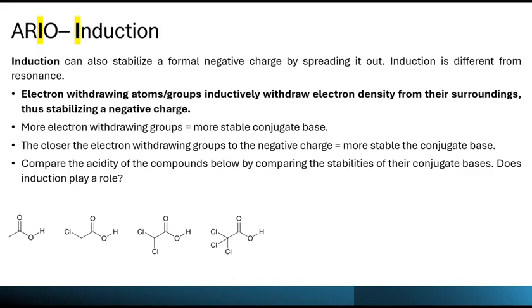So this one here is going to be our strongest acid because it has the most stable conjugate base. And this one here is going to be our weakest acid because it has a less stable conjugate base. And we can check pKa's in order to verify, 4.75 versus 0.70. Note the pKa differences.